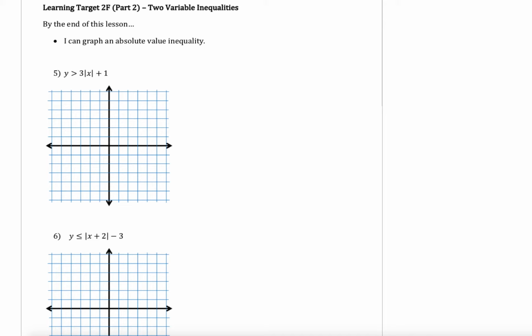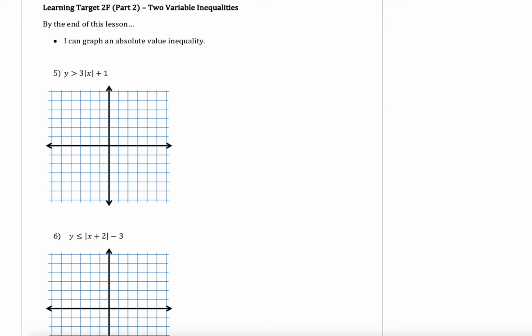So we're going to use a lot of the skills that we had in the first part of this video, whether that's determining how we shade and testing a point, as well as if our boundary line will be solid or dotted. The difference with all of these graphs, though, is each one of these inequalities has an absolute value in them, which is going to change the shape of our graph. Before, we were looking at linear inequalities, so all of our graphs are straight lines. In this video, we're going to look at graphs that have absolute values in our inequality, so all of our graphs will be a V-shaped graph.